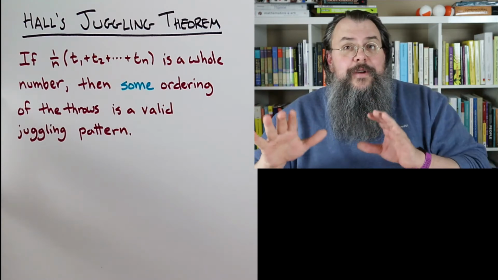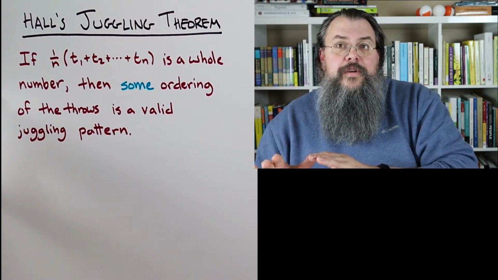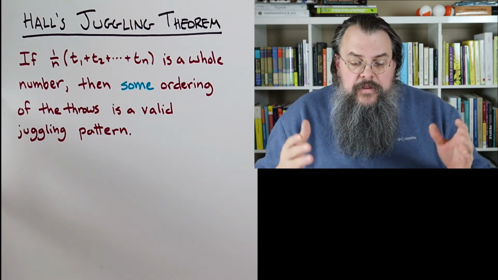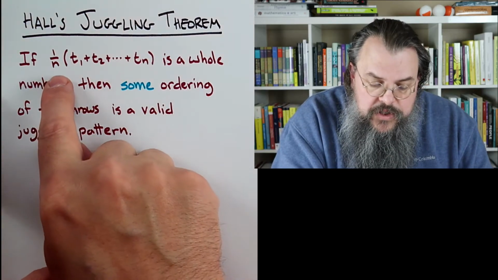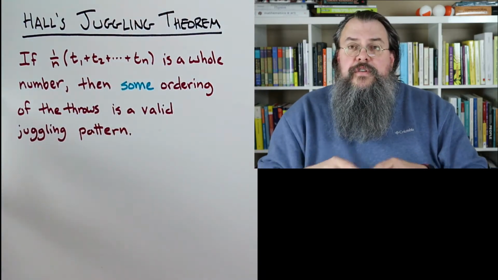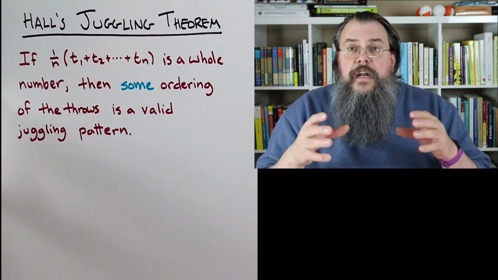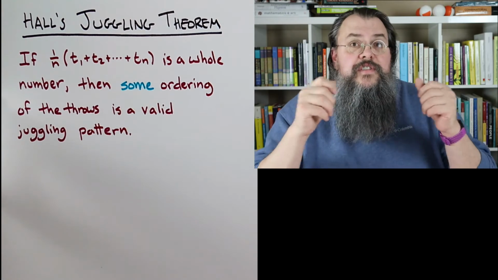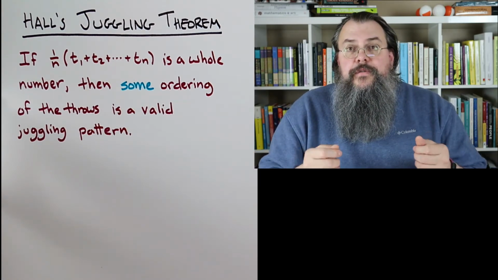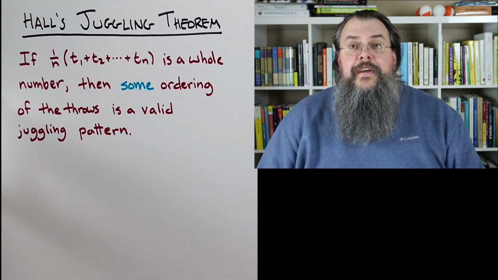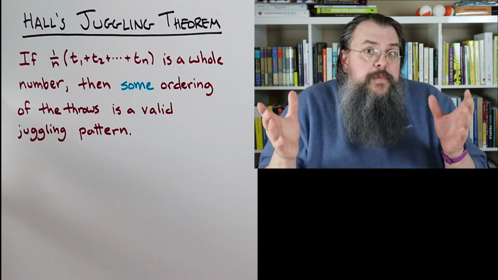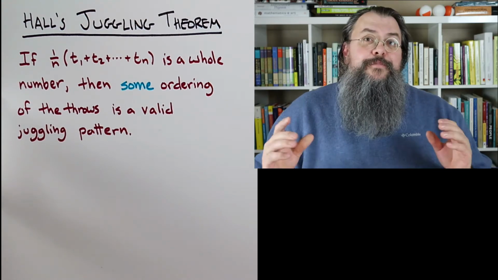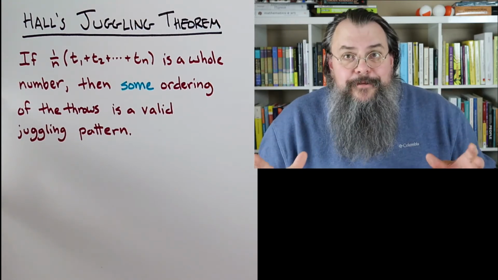So we're not going to state what Hall's theorem is. We're going to state the juggling version of it. So what does it say? Suppose you are in the situation where you have n numbers, you take the average, and it's a whole number. Then there must be some ordering of the throws which is a valid juggling pattern. Not the original ordering necessarily. Maybe you just happen to be lucky and be given a juggling pattern to start with. But the important thing is there's some.